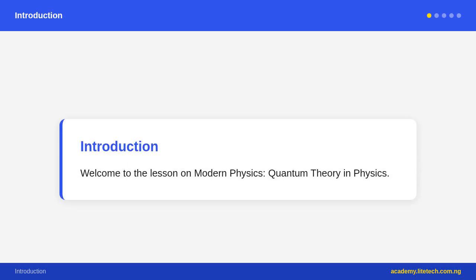Quantum theory is the framework that describes the behavior of matter and energy at the atomic and subatomic scale. It is arguably the most successful physical theory ever developed. Its predictions have been verified to greater precision than any other scientific theory.